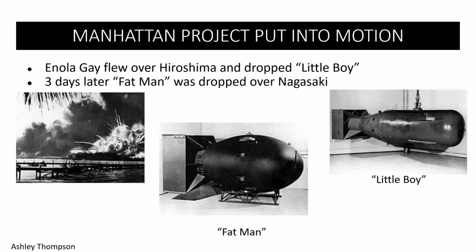After starting the project, that sad day in U.S. history on December 7, 1941 took place. Japan bombed Pearl Harbor, and so the U.S. retaliated with their atomic bombs. Little Boy and Fat Man dropped from Enola Gay over Hiroshima, and then 3 days later, Fat Man was dropped over Nagasaki.